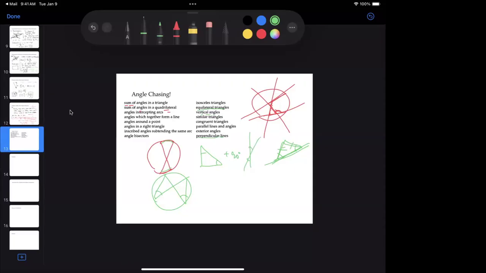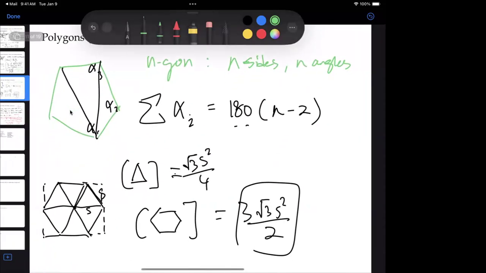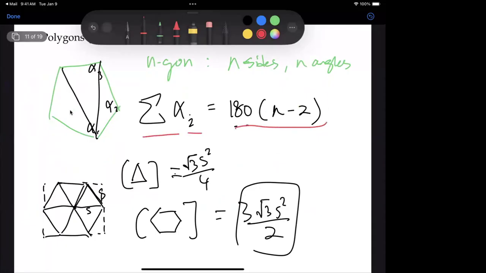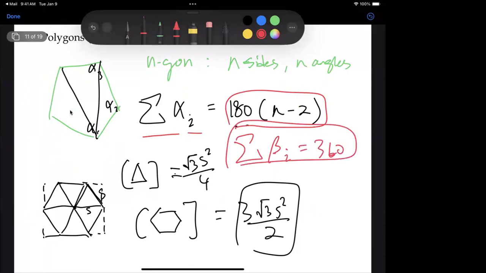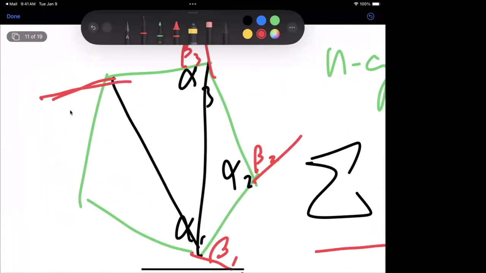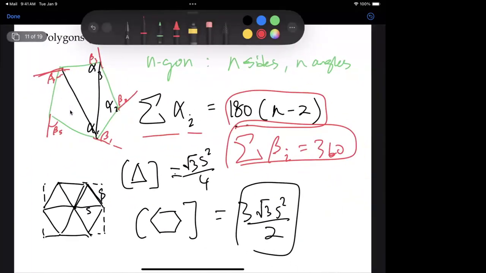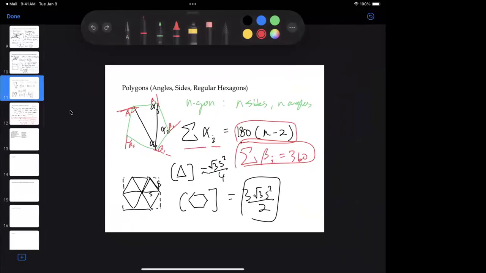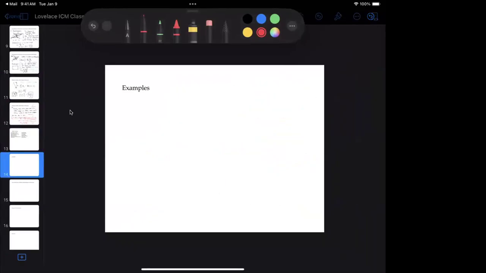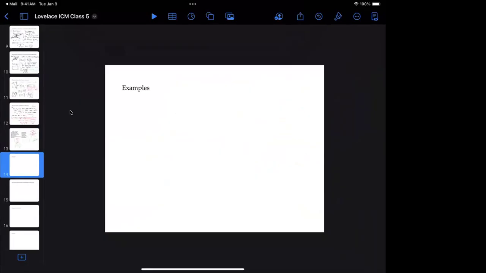One thing about exterior angles: we said that the sum of all the interior angles is this, right? But the sum of all the exterior angles is always equal to 360 for any polygon. And they're just the angles that you get when you take the supplement of all the interior angles. Okay, let's do one question.